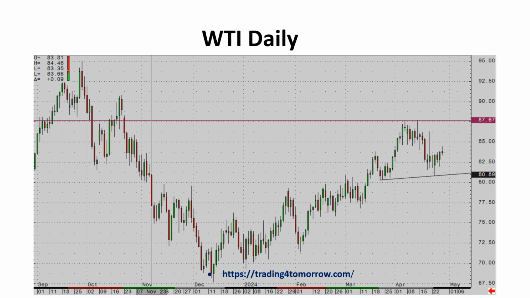WTI, I've got resistance at 87.67. I've got support at 80.89. It's still ranging a bit. It steadied up as the week went on. Just still a few little geopolitical and fundamental issues going on there, but it's steady but not rampant.